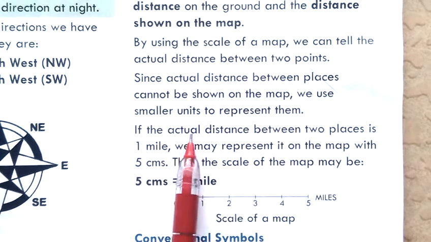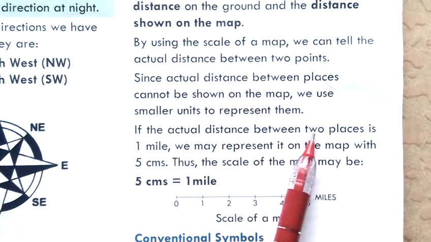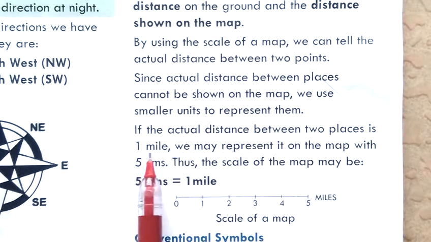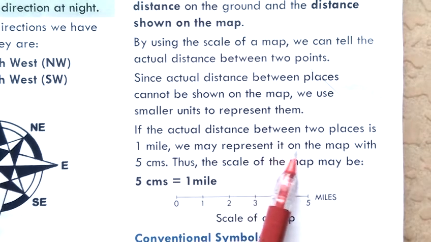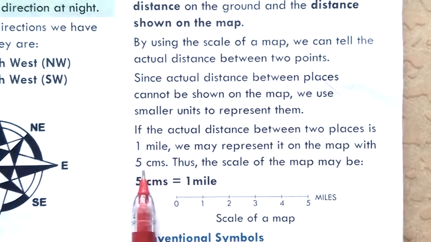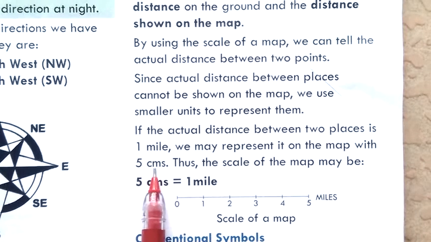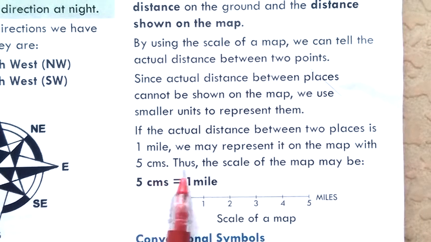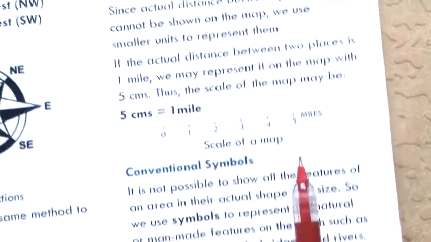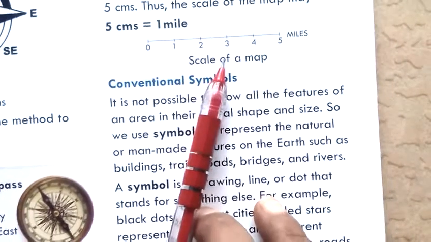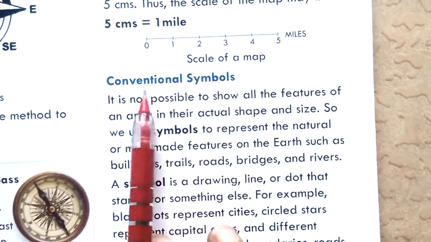If the actual distance between two places is 1 mile, we may represent it on the map with 5 cms. Thus, the scale of the map may be 5 cms, 1 mile. Scale of a map.